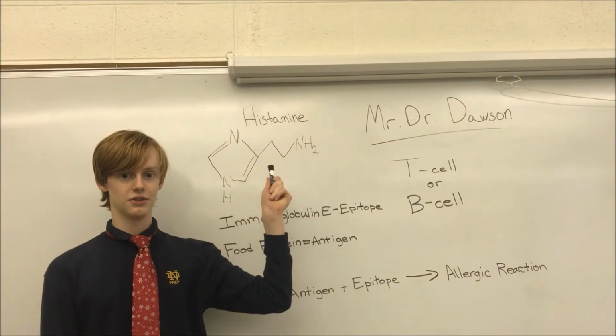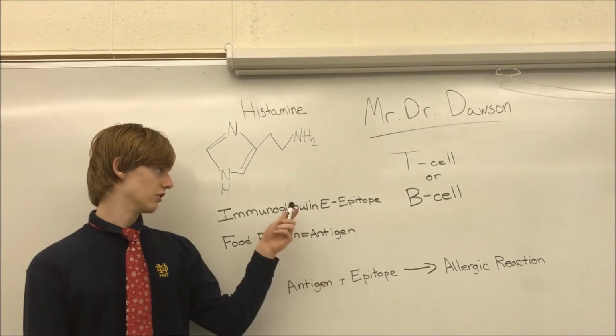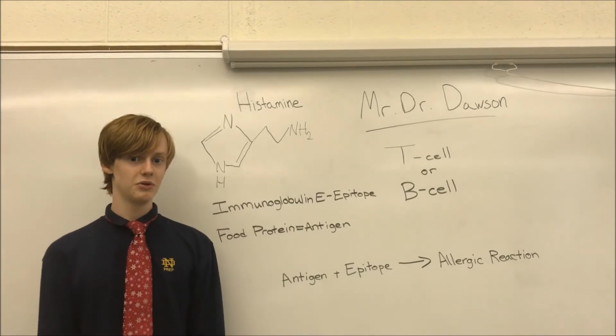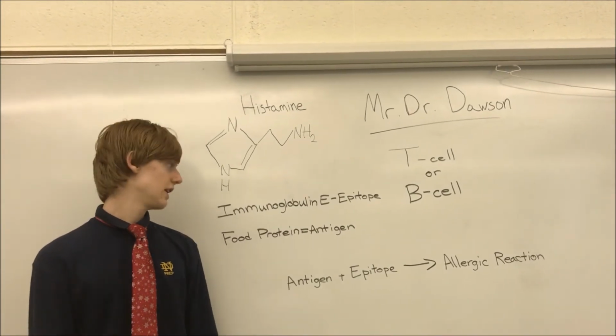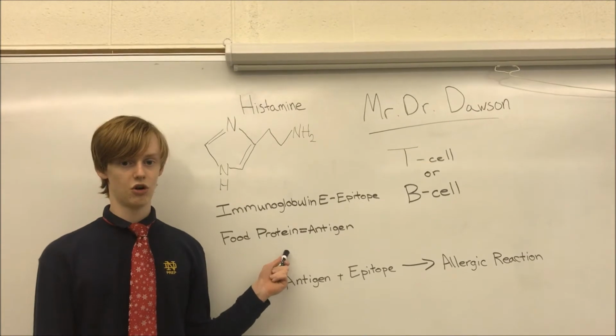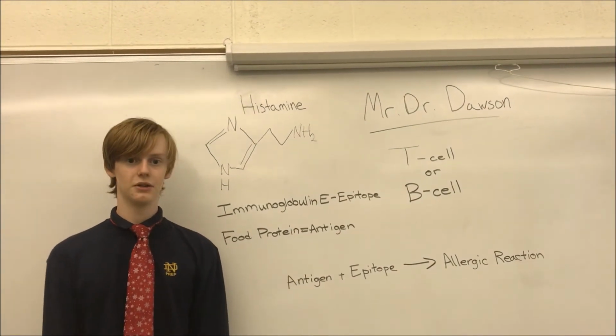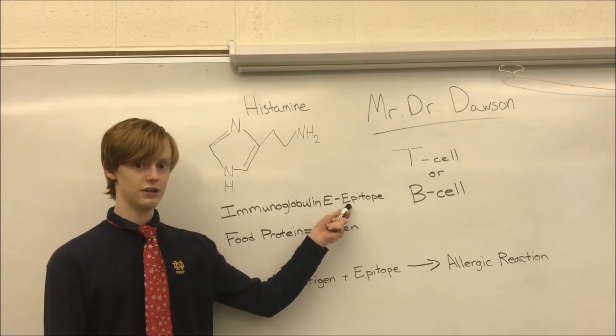The protein that causes the food allergy binds to a protein called immunoglobulin E, which is an antibody meant to fight parasites. A protein that causes an immune response is called an antigen. In this case, the harmless protein from the food is the antigen. The part of the protein that binds to the immunoglobulin E is called an epitope.